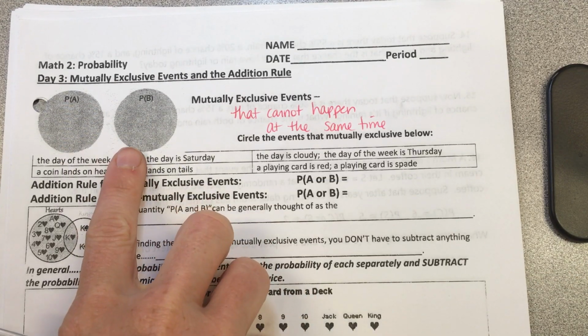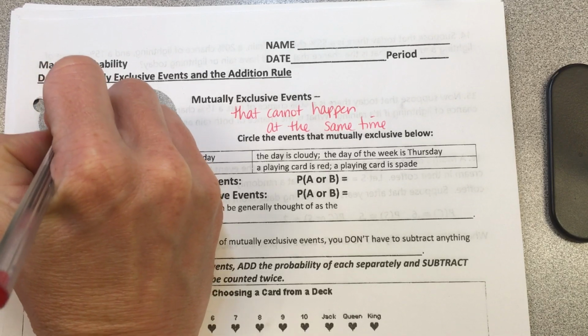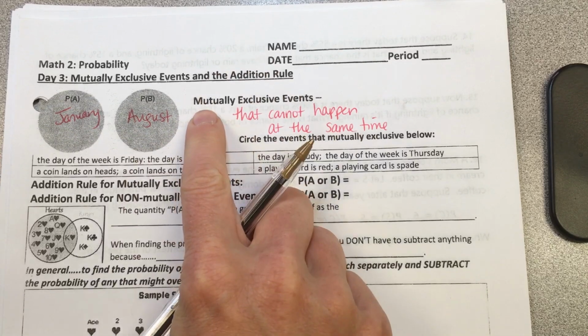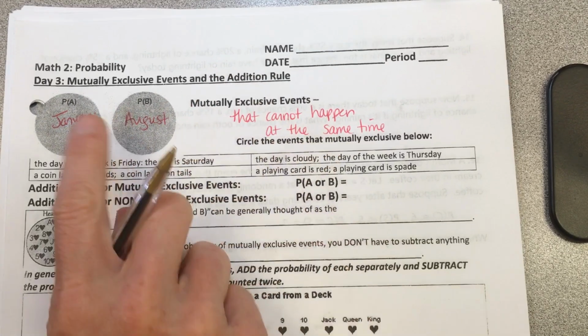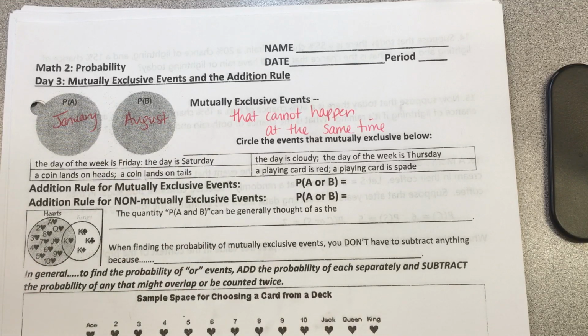What's the example we did last week that we kind of talked about this? Birthday. Yeah, if your birthday is in January and August, those are called mutually exclusive. Because can your birthday be in January and August? No. Okay, so those are mutually exclusive.